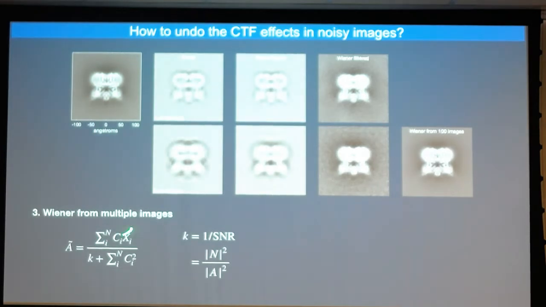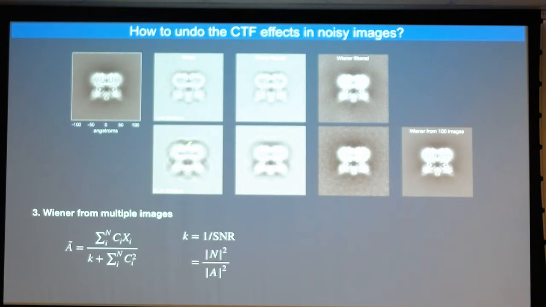Now we can also use the Wiener filter with multiple images, maybe with multiple different CTFs. And so we can do the same kind of thing. We can make a fancy Wiener filter where we're combining multiple images. And that's what this is. So this is where I took 100 noisy images with defocus between that and that value, and I added them up according to this multiple image Wiener filter, and I got back a nice representation of the original.